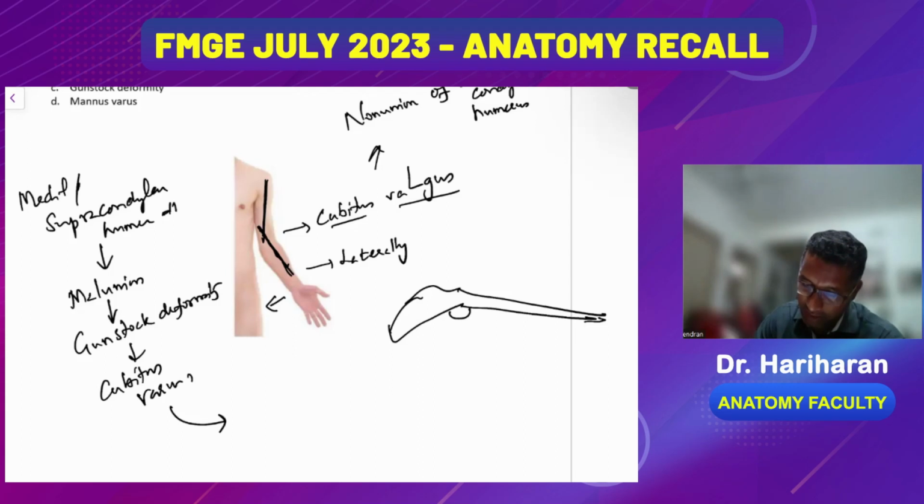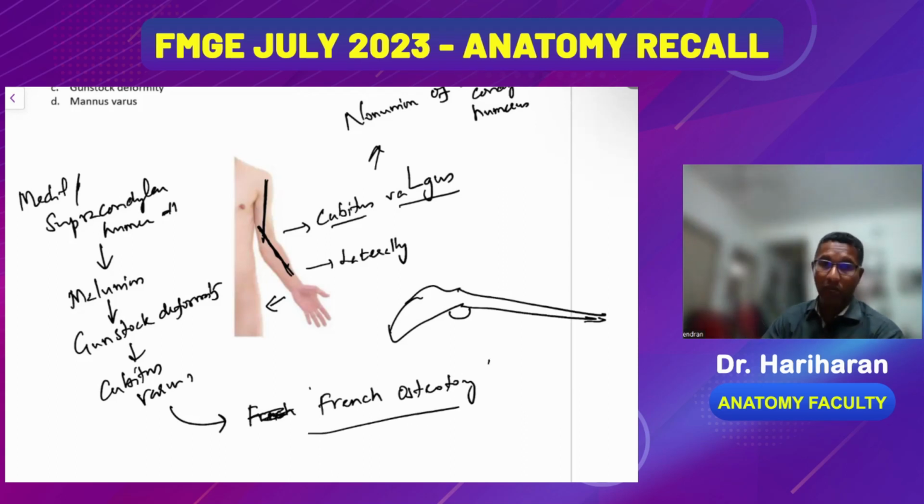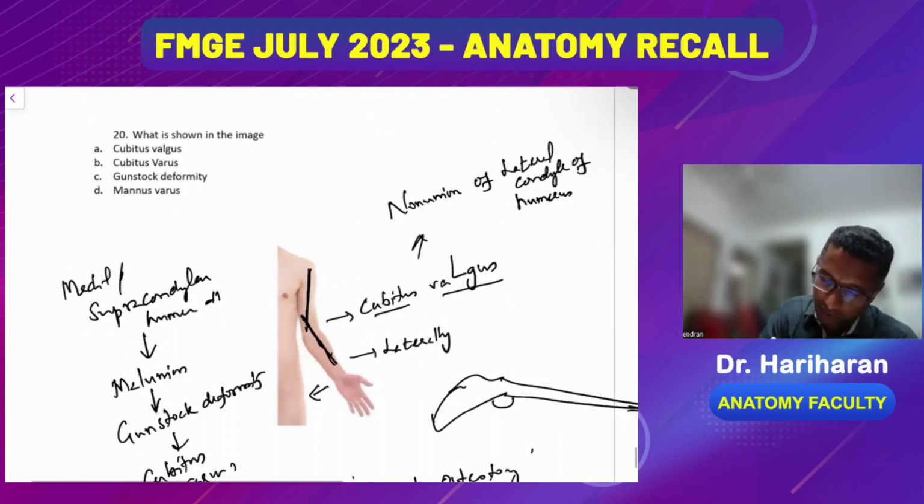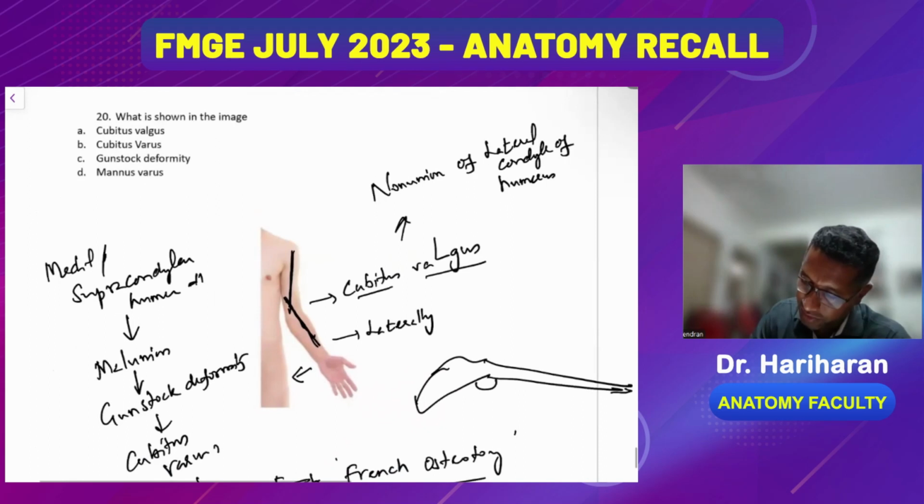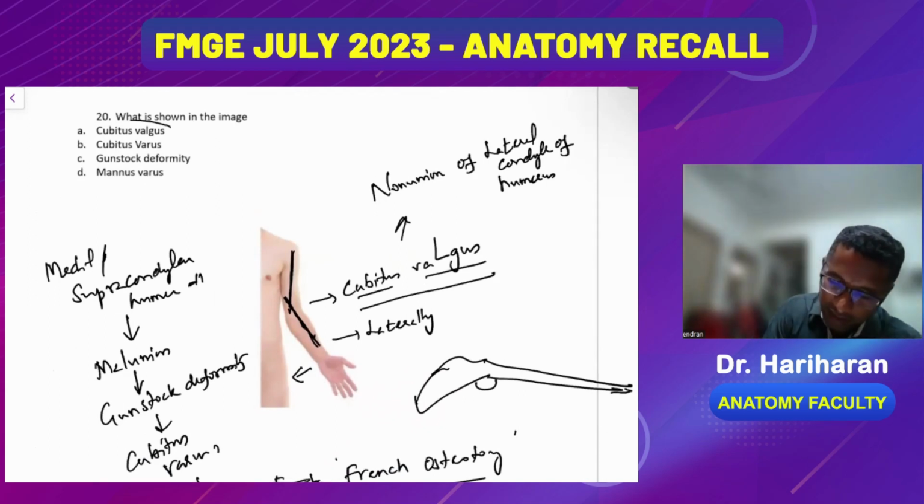When cubitus varus deformity happens, it can be corrected by an osteotomy called the French osteotomy. So these are the important things about deformities around the elbow. The deformity given here is a straightforward, clear-cut question. The answer is option A, which is cubitus valgus.